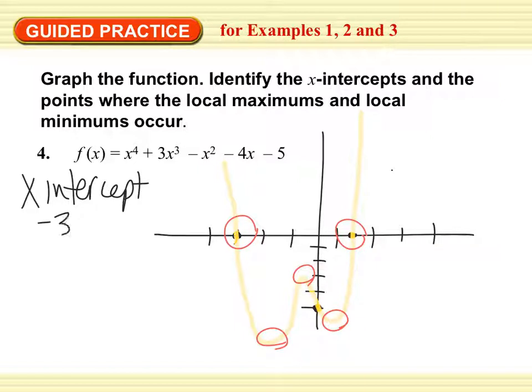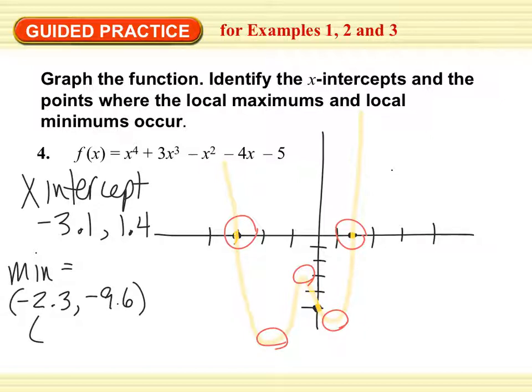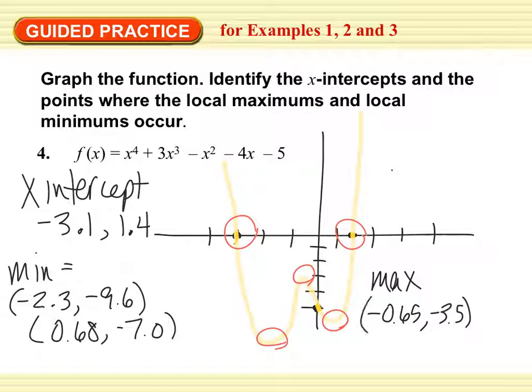So here I've got my x-intercepts at -3.1 and 1.4, all on my calculator. My minimums are going to be -2.3, -9.6, and 0.68, 7.0. And then my maximum is going to be -0.65, -3.5. Awesome.